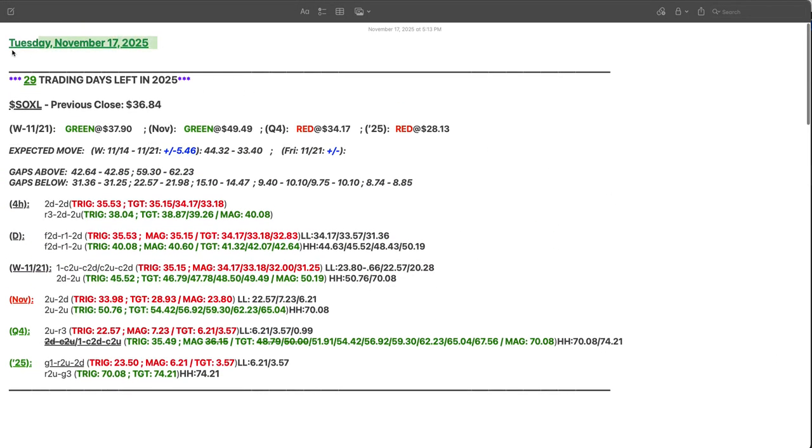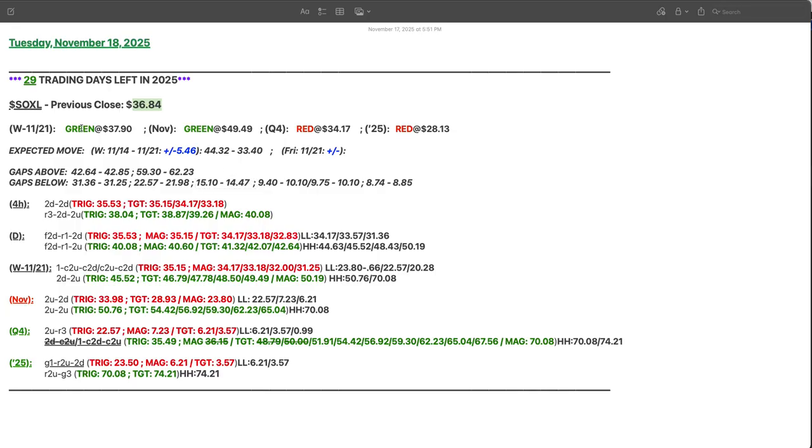Go to the notes. Here's our notes for Tuesday, November 17th. On Tuesday, November 17th, there will be 29 trading days left in 2025, and the closing price on Monday, November 18th. Oh, see, I caught myself, right? So this is actually for Tuesday, November 18th. Let's get that right. And on the 18th, there will be 29 trading days left, and the close price on Monday, November 17th was $36.84.